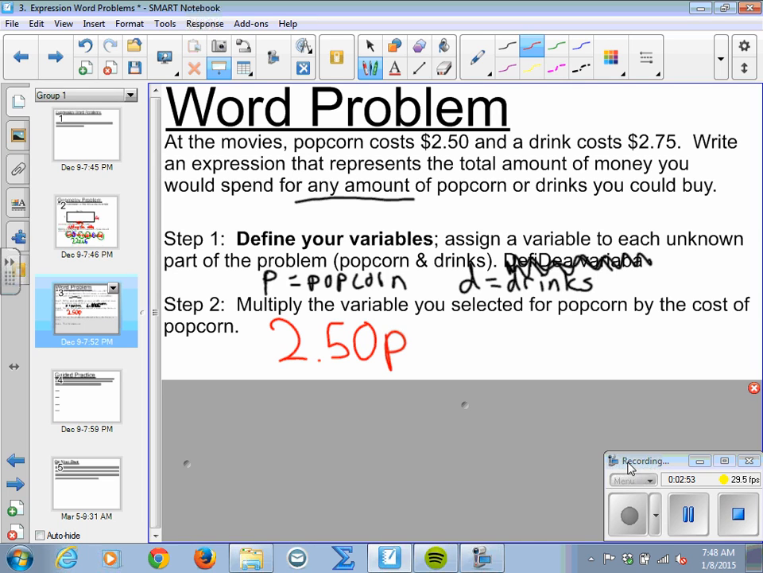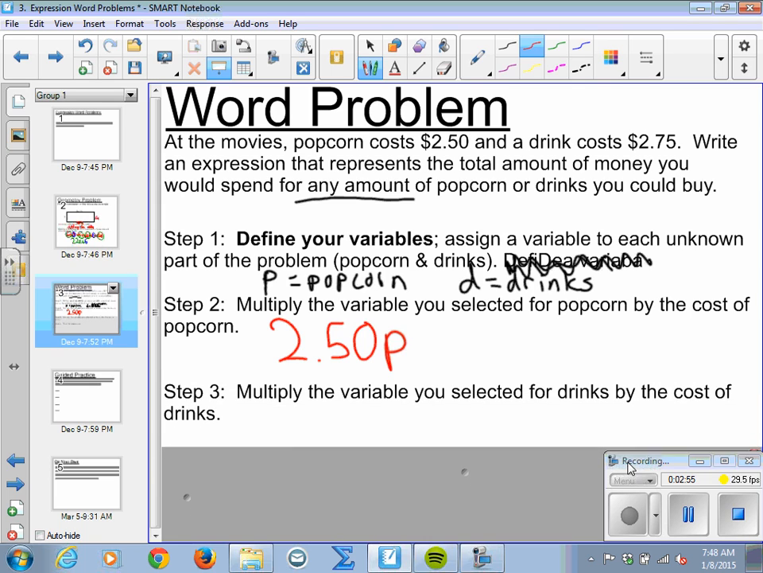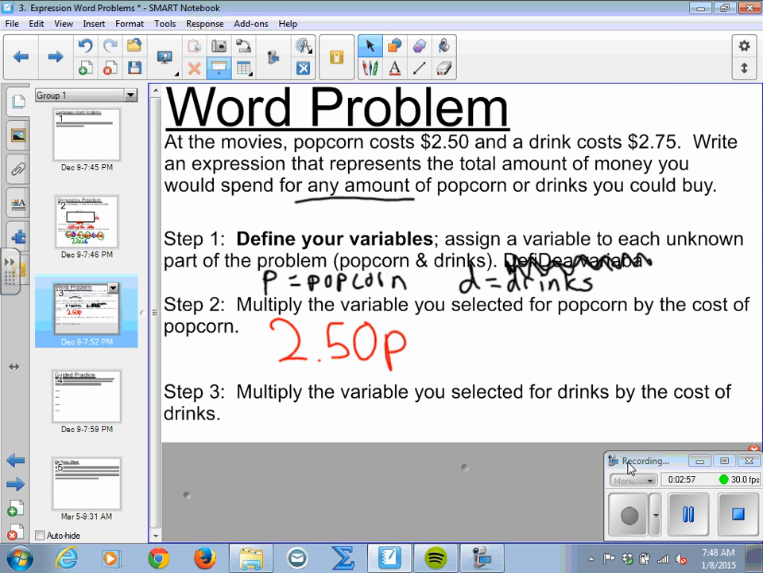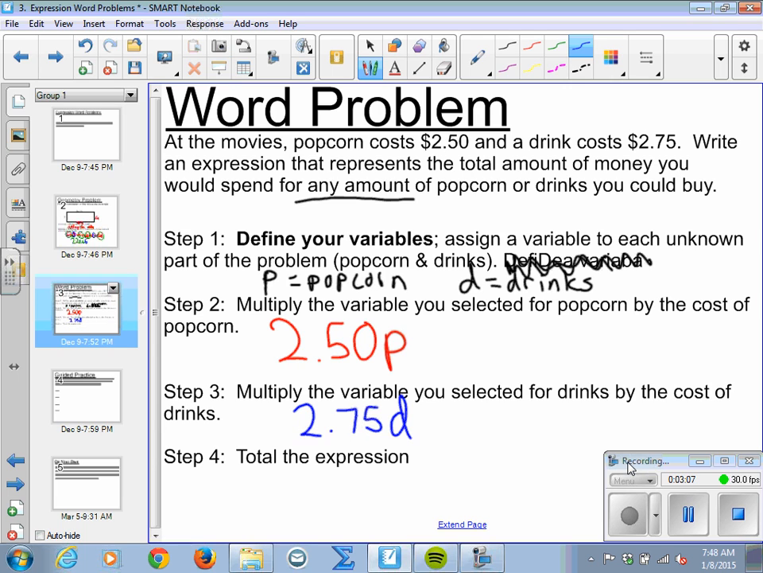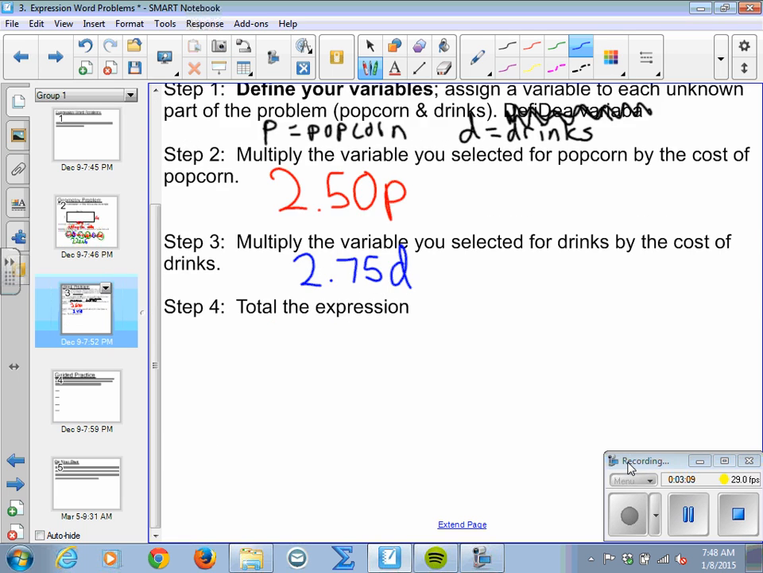It would be the same thing for drinks. The drinks cost $2.75, so 2.75 times D. And then we go ahead and total the expression. Put it all together: we've got any amount of money spent on popcorn combined with any amount of money spent on drinks.